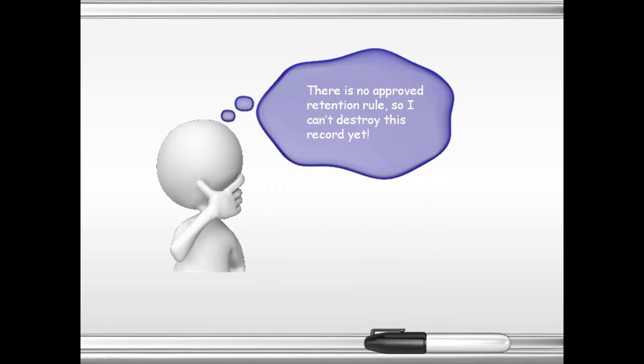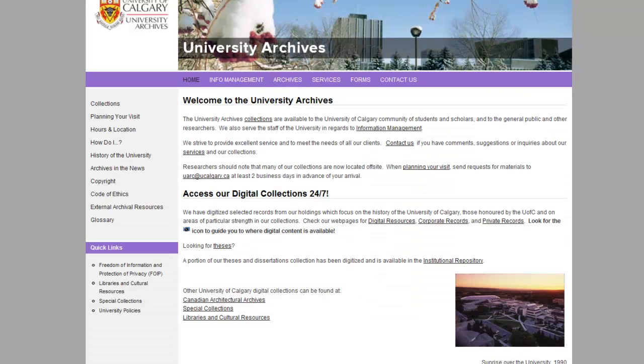It's also important to remember that university records cannot be destroyed unless a retention rule exists for the records in question. This is a requirement of Alberta's Freedom of Information and Protection of Privacy Act, which the University of Calgary is subject to as a public body. The first task then is to find the retention rule that applies to the records you wish to destroy.